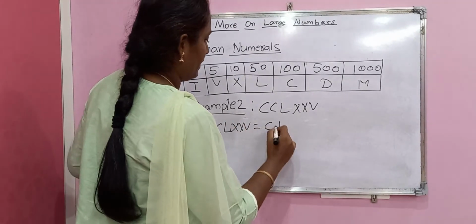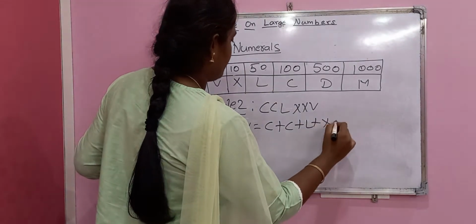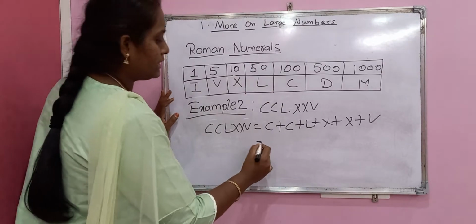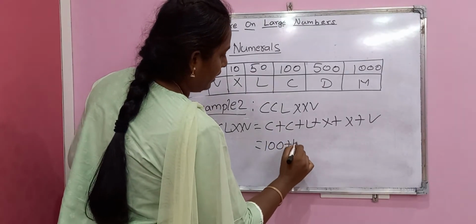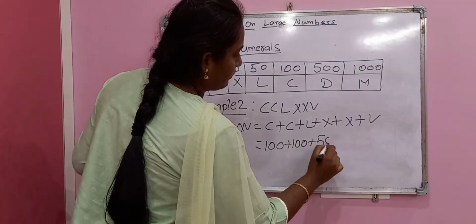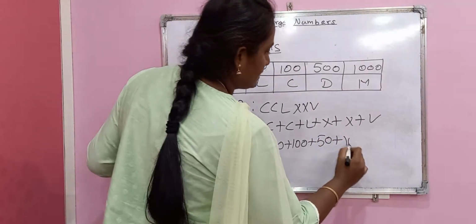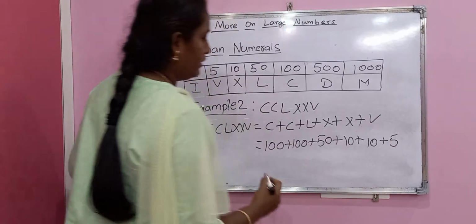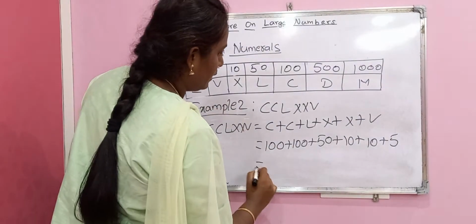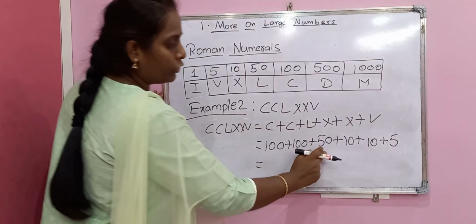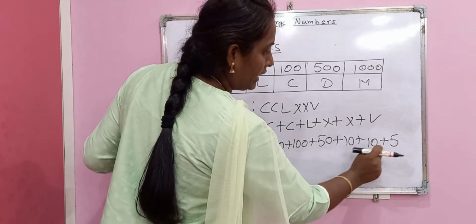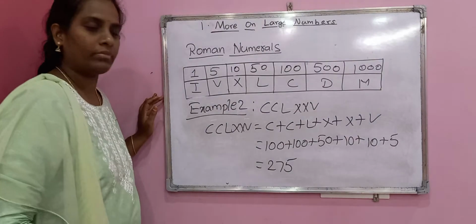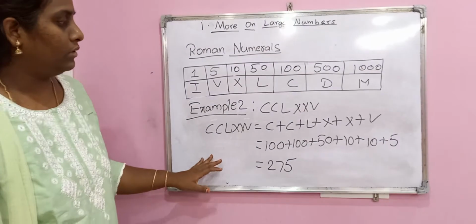We'll see C plus C plus L plus X plus X plus V. What is the C value? 100, and the L value is 50, plus the X value is 10, plus the X value is 10, and the V value is 5. Now add these numbers. 100 plus 100 is 200, 250, 260, 270, 275.